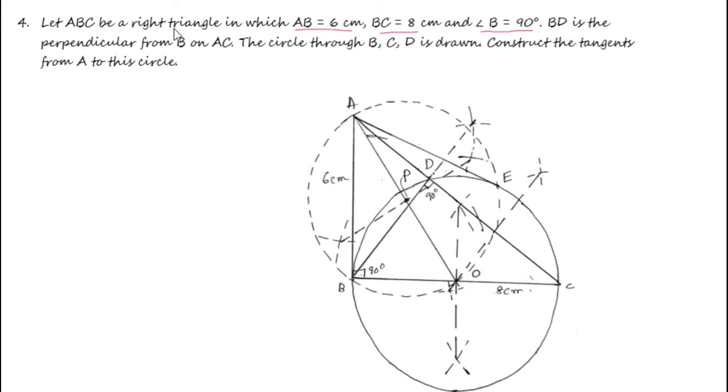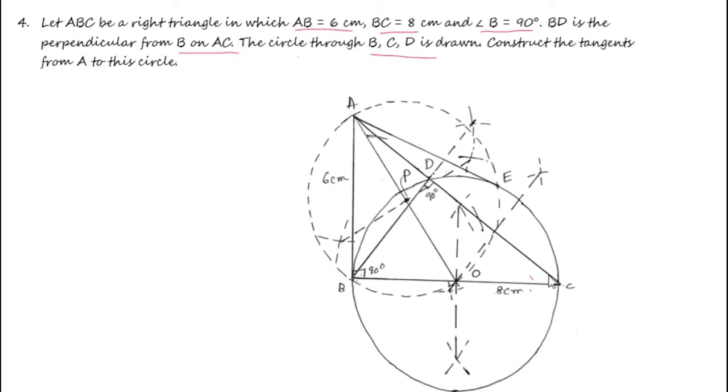Now BD is the perpendicular from B onto AC. How to draw that? From B take a convenient length and draw two arcs here. One arc here, another arc here. And then from these two points draw two more arcs here of the same length. Then join this point to B and it cuts AC at D, and this is the line BD which is perpendicular to AC.